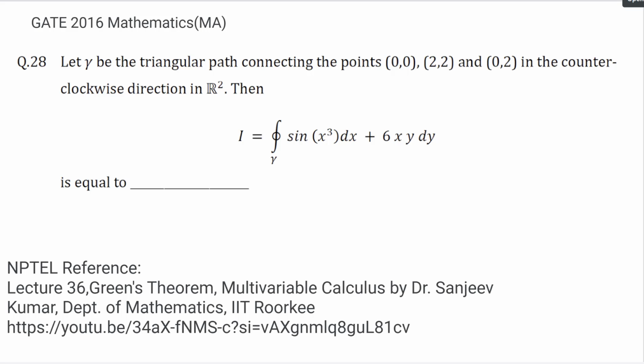The NPTEL reference to solve this problem is lecture 36. The title of this lecture is Green's theorem from multivariable calculus by Dr. Sanjeev Kumar, from the Department of Mathematics, IIT Roorkee. You can even watch this reference video using this YouTube link.